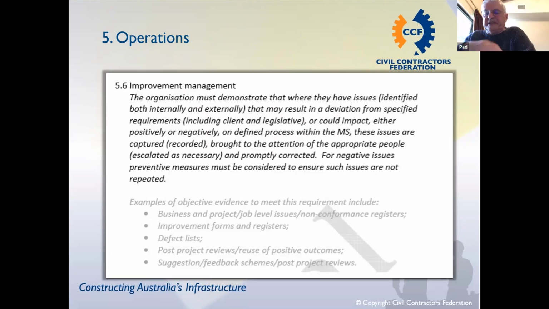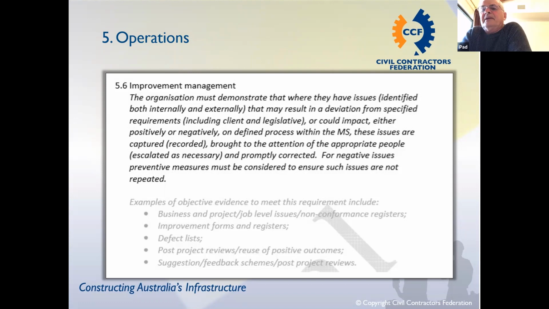5.6, improvement management. You can see there, you've got to demonstrate that where they have issues identified both internally and externally that may result in a deviation from the specified requirements. In other words, if you're going to produce a product which is not to the requirements of the specialist or client requirements, then how are you going to manage it? What impact is it going to have, either positive or negative? What you're doing generally is raising what I would call an NCR or an improvement request to try and work through how you're going to manage it.